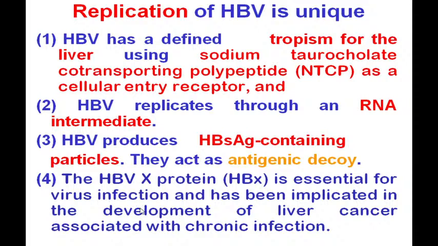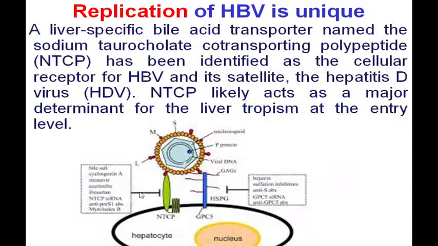Apart from those, we also may have a minor hepatitis B virus protein, the so-called X protein. It is essential for virus infection and has been implicated in the development of liver cancer because this X protein is a transactivator of transcription.